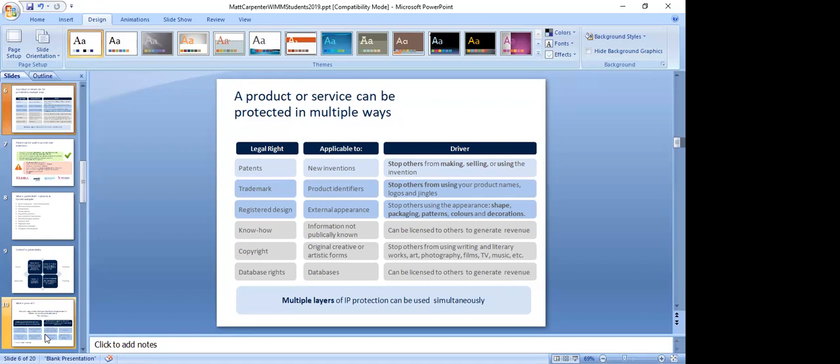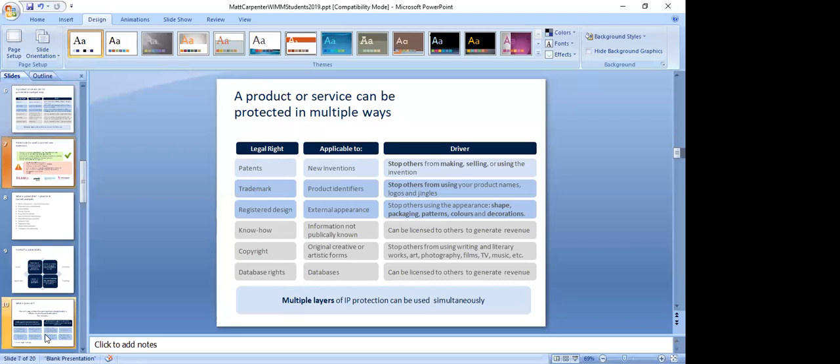Database rights cover whatever we are saving in the cloud, in the mobile database, or on the memory card. It can be licensed to others to generate revenue. If you share anything on a platform, like YouTube, mobile platforms, or Zoom, and it generates money or revenue, it will be useful. So multiple layers of IP protection can be used simultaneously also.